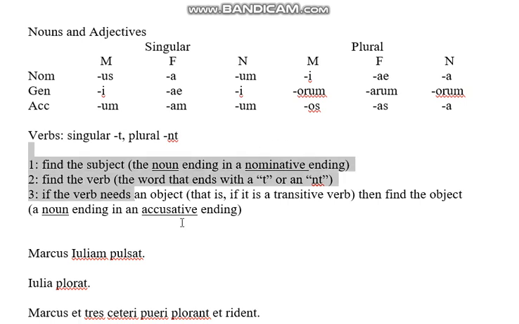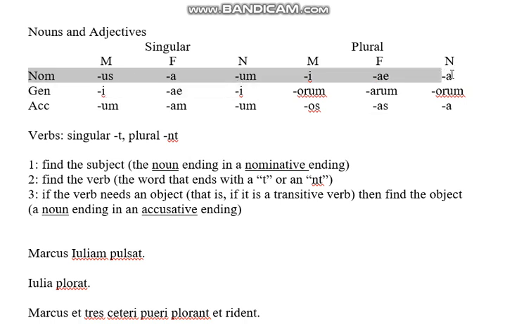So here is the 3-step process that I want everyone to learn and memorize for how best to translate a Latin sentence. First thing you want to do is find the subject, which is the noun ending in a nominative ending. What is a nominative ending? It is one of these endings. So if it does not have one of these endings, then it is not in the nominative case and cannot be your subject. So you should move on to a different word to try and find the subject. Now, usually the subject will be the first or second word in the sentence. We'll get to those down here.